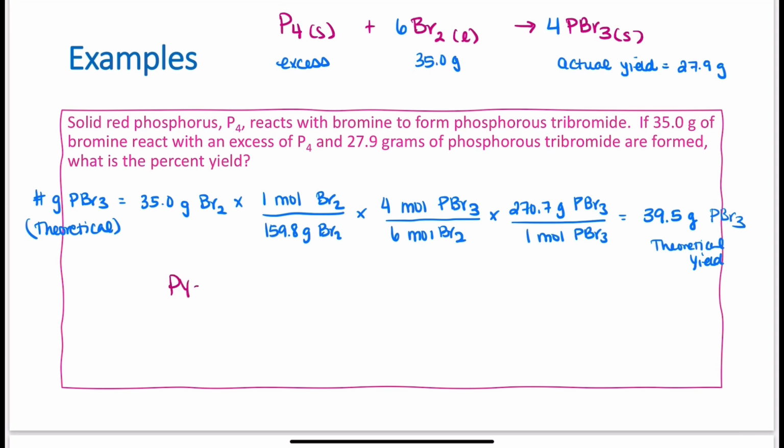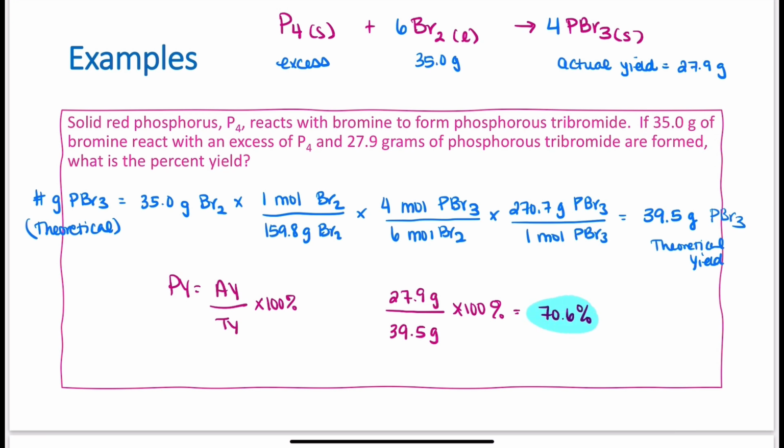Go ahead and calculate percent yield. Remember, your percent yield is your actual yield over your theoretical yield times 100%. So 27.9 grams over 39.5 grams times 100% gives me a value of 70.6%. My percent yield in this question is 70.6%. So not too bad. Okay.